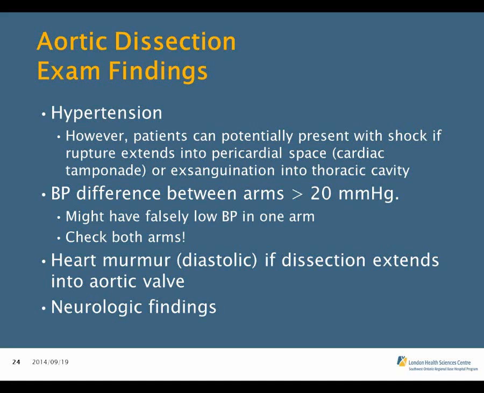One of the things you might appreciate is a blood pressure difference between the two arms that's greater than 20 millimeters of mercury. So it's important to check both arms. One side might have a falsely low blood pressure, and the other side might have a hypertensive blood pressure. So if you see this discrepancy between both sides, dissection should go way up on your list as much more likely. I know you guys aren't trained to listen to heart murmurs, but if the dissection extends down into the aortic valve, the aortic valve might become incompetent and might start having blood flow through it the wrong way, which on exam would show up as a murmur.